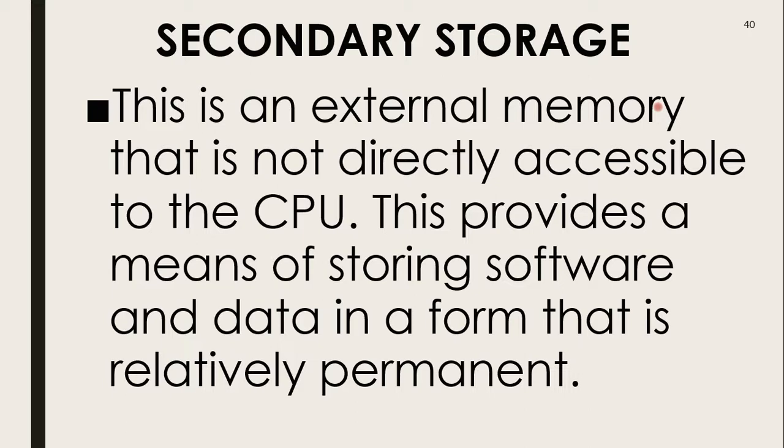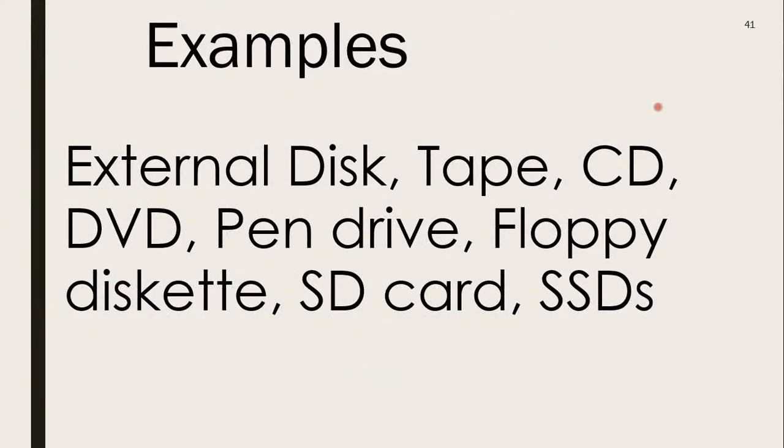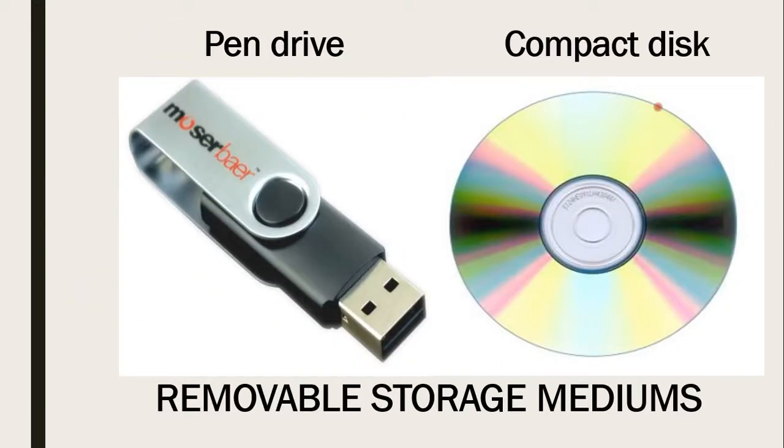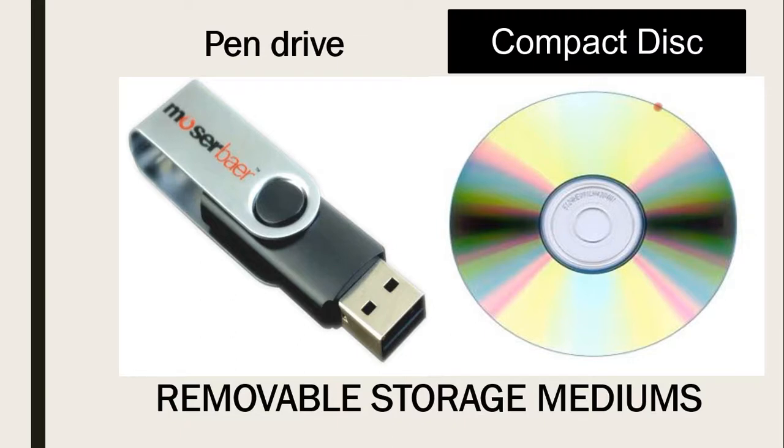Examples include external hard disk, tape, CD, DVD, pen drive, floppy diskettes, SD cards, and solid state drives. In the pen drive, we have secondary storage, CD, secondary storage. But I say we move in removable mediums and our storage devices.